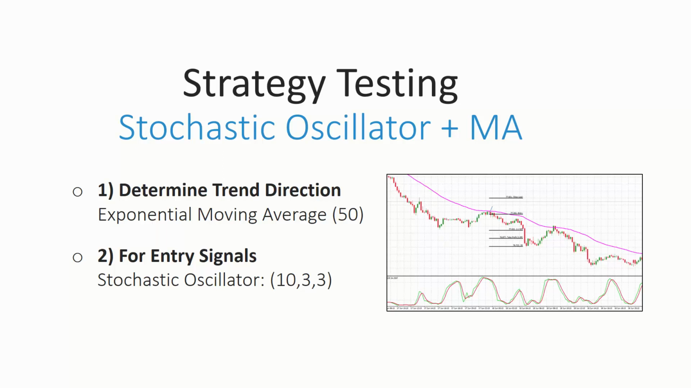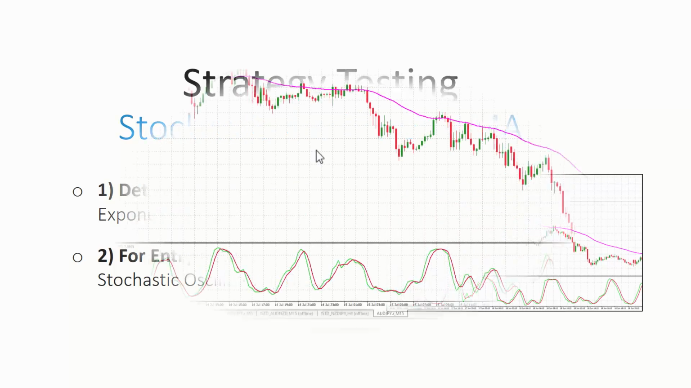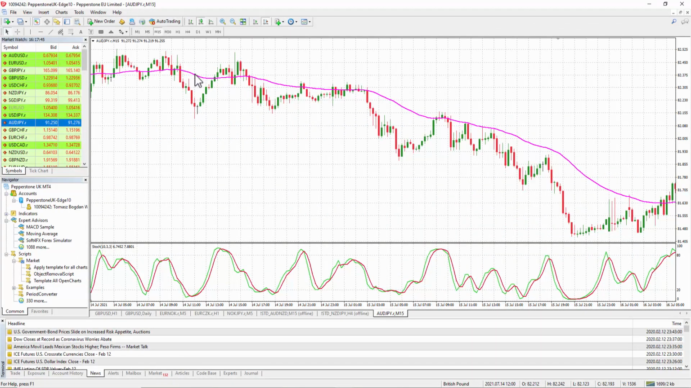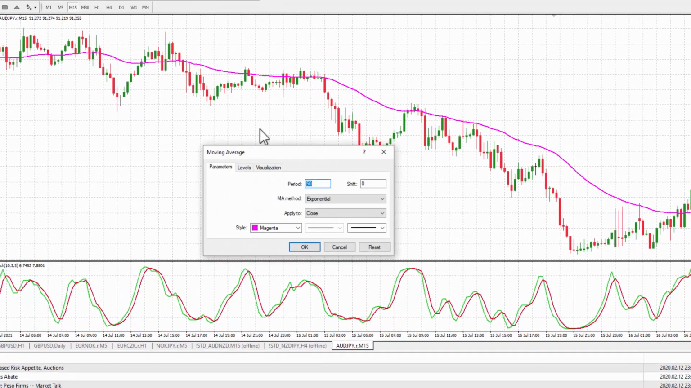To determine the trend direction, I'm going to use the exponential moving average. And then for actual entry signals, I'm going to use the stochastic oscillator. Here's how it looks in MetaTrader. Here's my chart, and here, let me edit it, I have the moving average, 50 period moving average, and the MA method will be exponential.